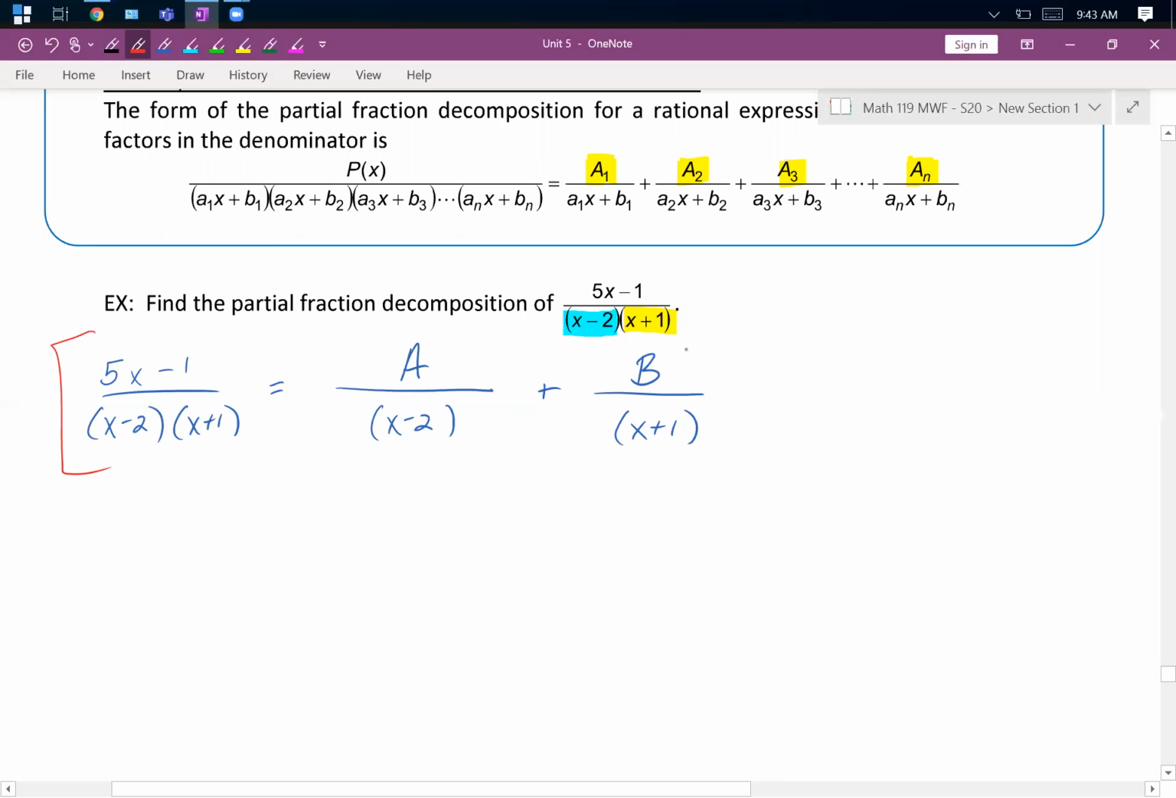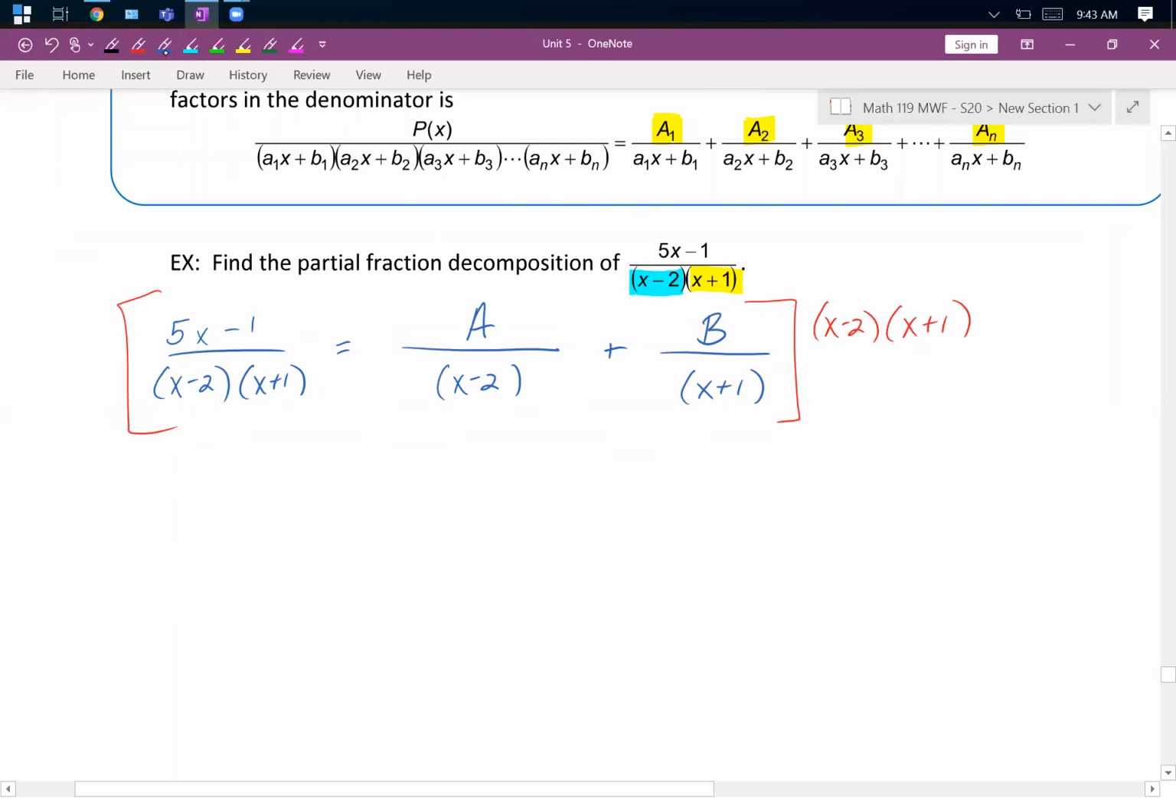All right, so now we're going to multiply this entire thing by our LCD. And our LCD is x minus 2 times x plus 1. We're distributing this to both sides and each term on each side. On the left, the whole denominator cancels out and we're left with 5x minus 1. And then on the right, we're going to have A times x plus 1 plus B times x minus 2.